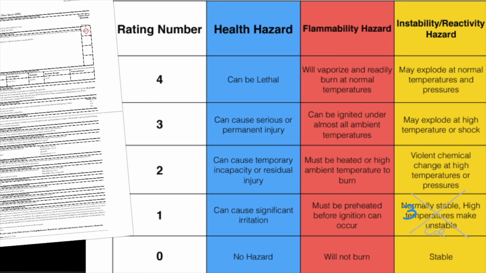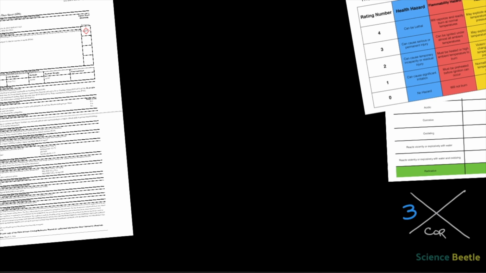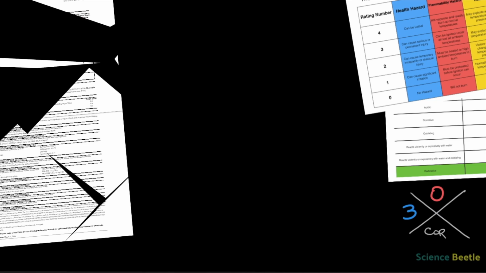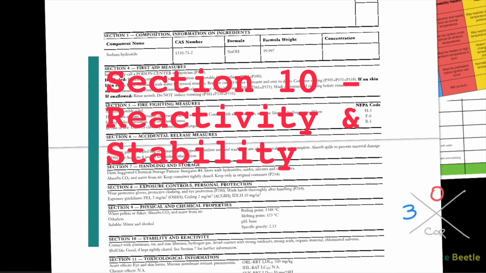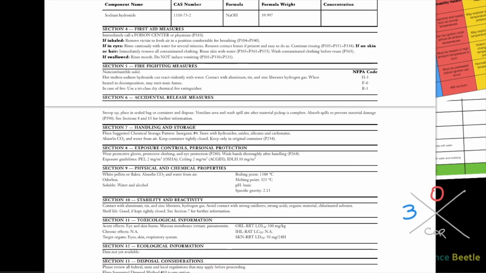Okay, so let's go ahead and give that rating. And let's go ahead and put that in red. And so that rating here is going to be 0. Now let's turn our attention to the yellow category. And yellow talks about reactivity. So let's turn our attention back over here. You want to go ahead and look at section 10 for that.